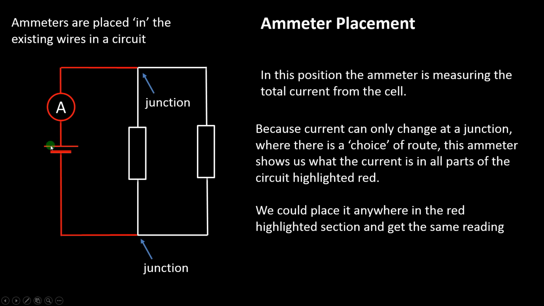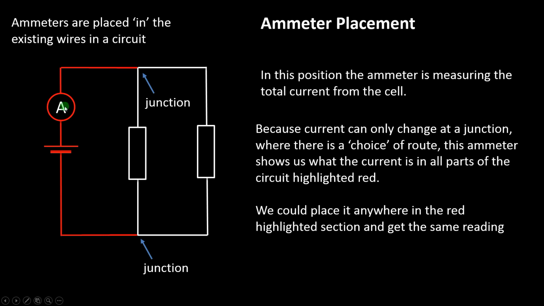And because we're looking at conventional current, the conventional current comes out the positive terminal of the battery, which is the long side here, and flows through the ammeter. Now, that doesn't mean this ammeter is only telling us the current at one point in the circuit. Because the current can only change at the junctions, if you look at the highlighted red section here, if we put the ammeter anywhere in this highlighted red section, it would give us the same reading, because the current can't change there.